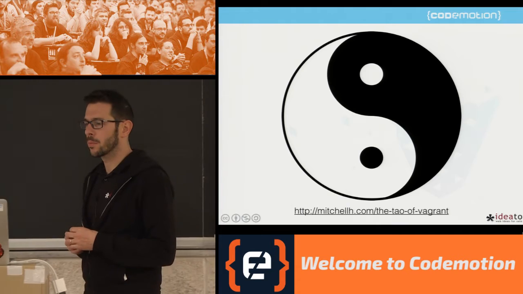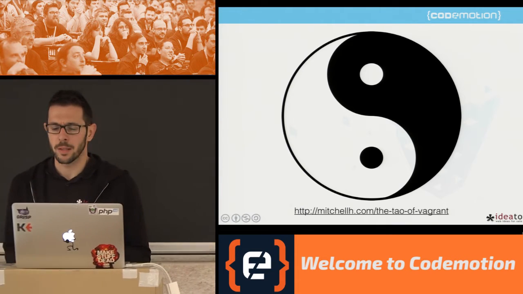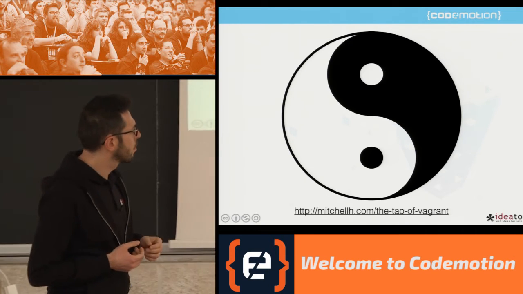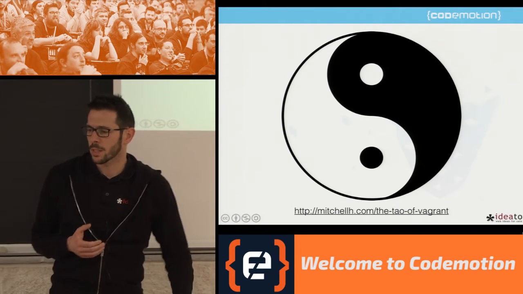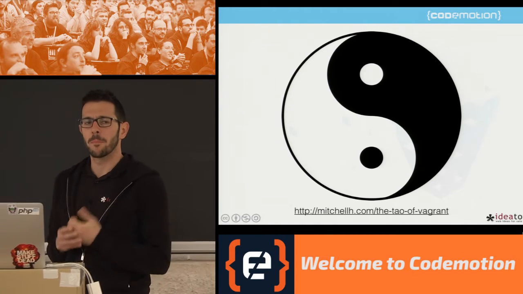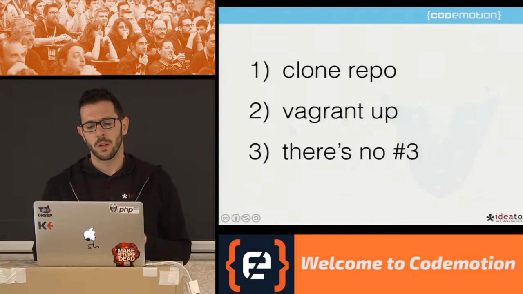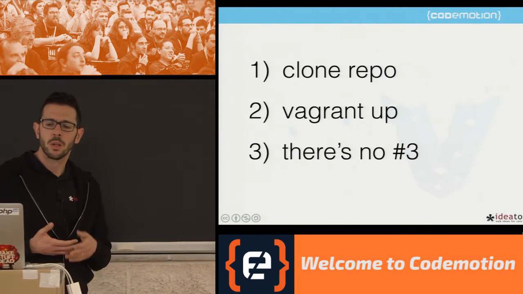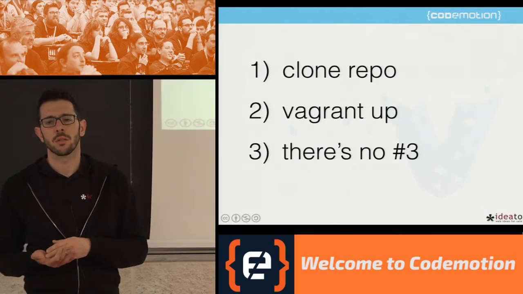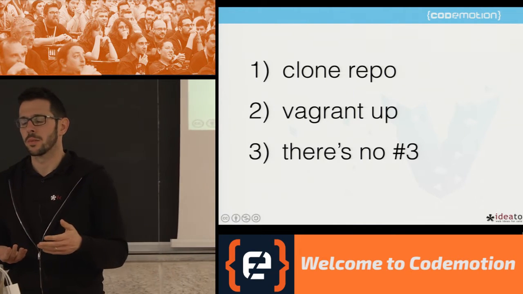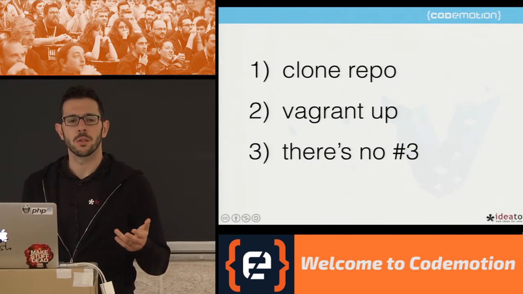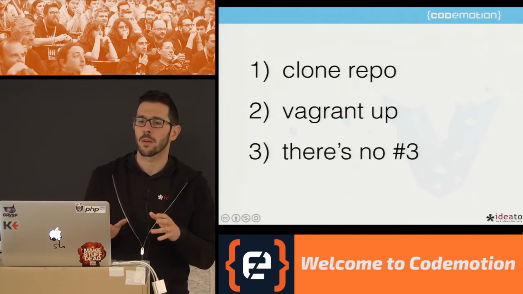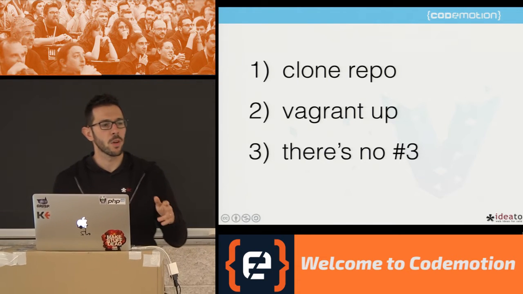liked the most was the idea behind it, the philosophy behind it, which you can find in this blog post, The Tao of Vagrant. Basically, it's pretty simple. The idea is you have a repository with your project, you clone the repository on your machine, you launch vagrant up, and you're done. You should get a fully configured virtual machine with all the stuff you need to start developing your project.